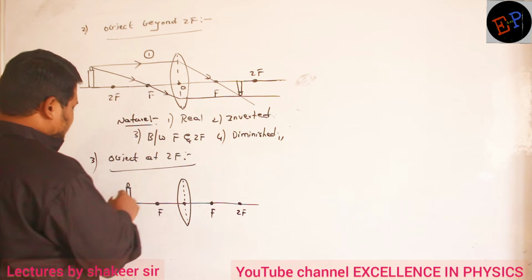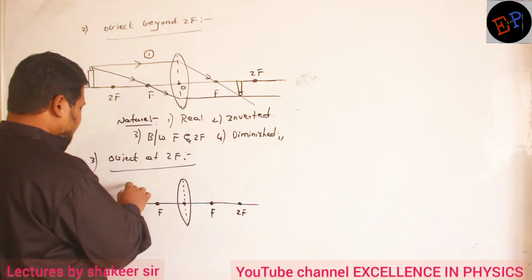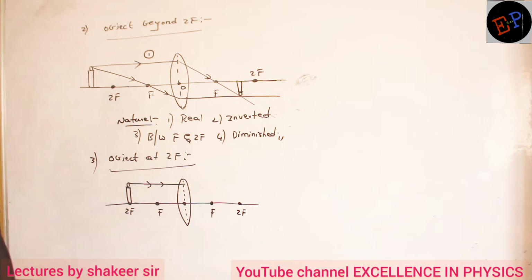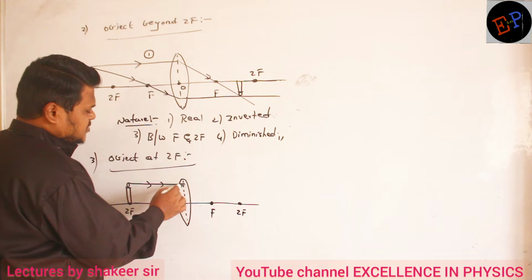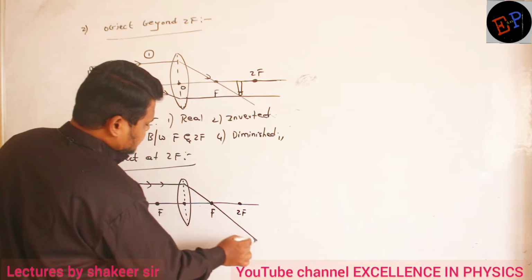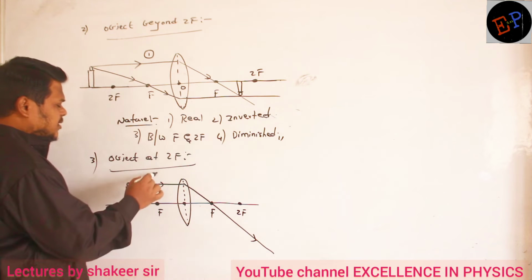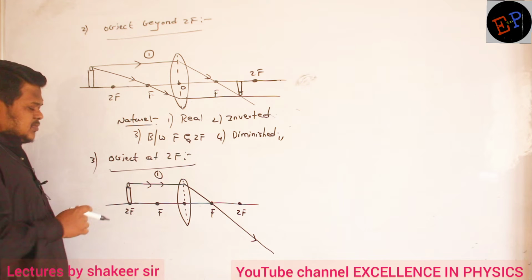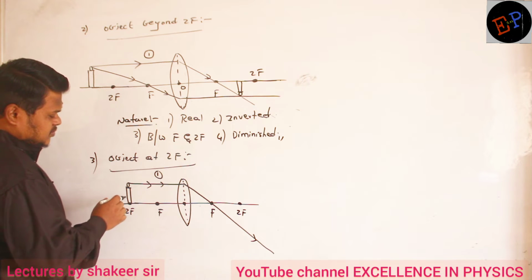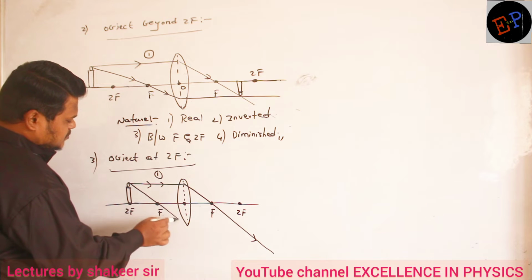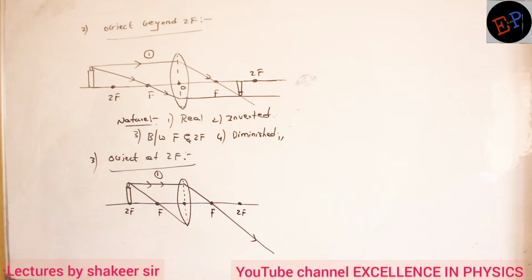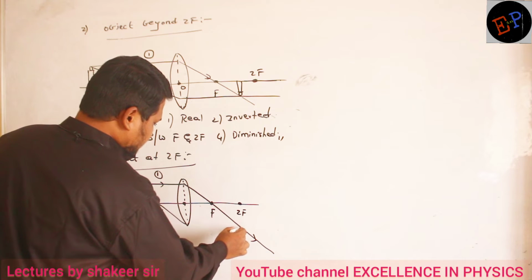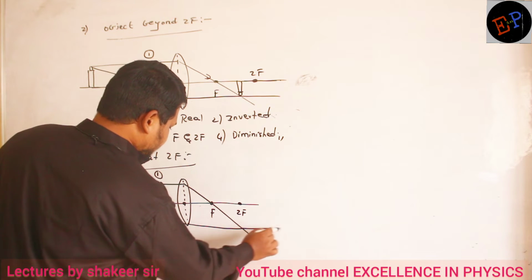So let us see. First of all, we will take a representative ray number 1. Light ray passing parallel to the principal axis, and after refraction it should pass through the focus. So this is ray number 1. Clear? Next, ray number 2. Light ray passing through the focus. It will strike the lens somewhere here. Now after striking the lens, approximately the light ray should travel like this.